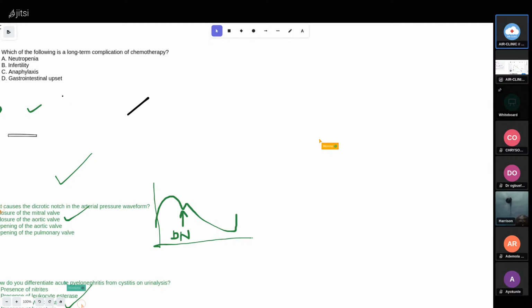Okay, and remember that the reason why this right posterior descending is coming towards the apex is that it's going to anastomose again with the left anterior descending here. So the reason why you have all this anastomosis is that, because we know that the heart is prone towards heart attacks, right?